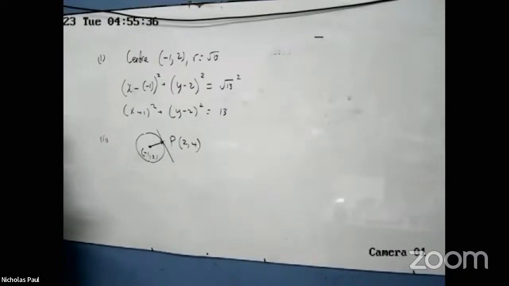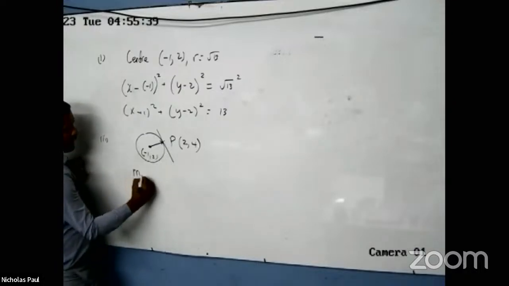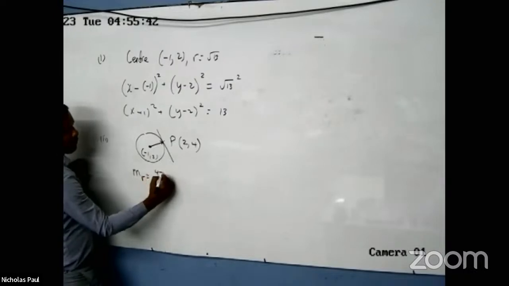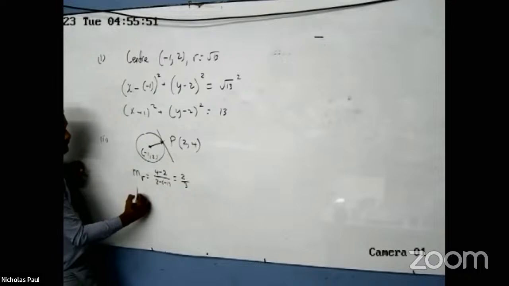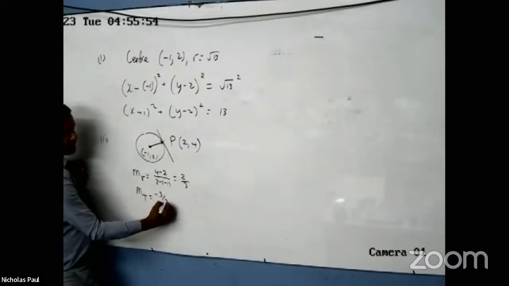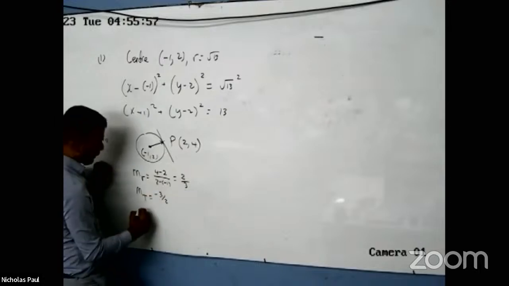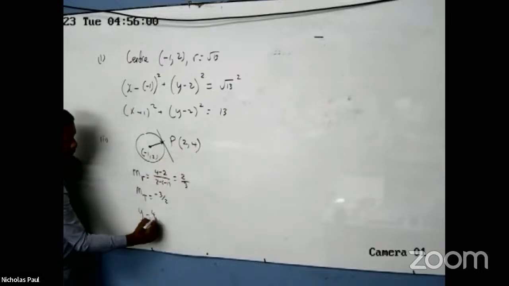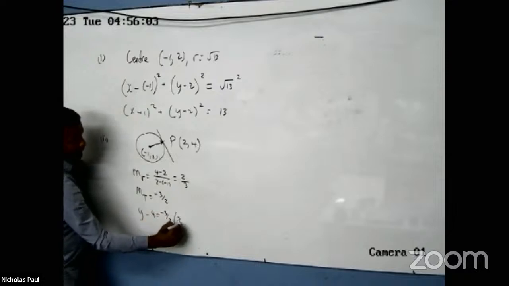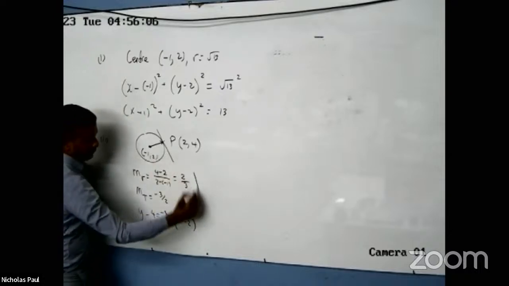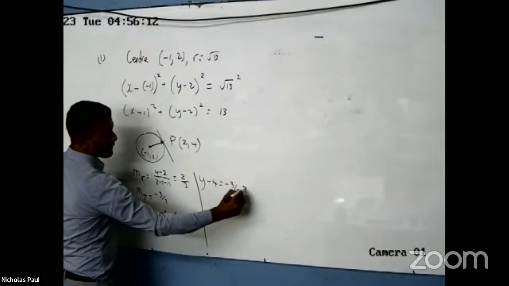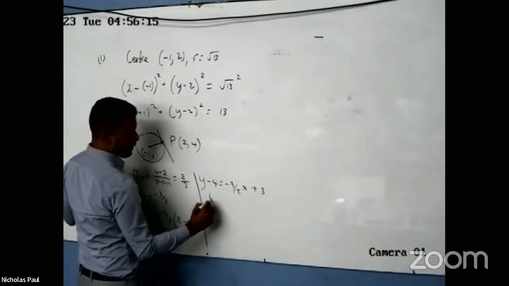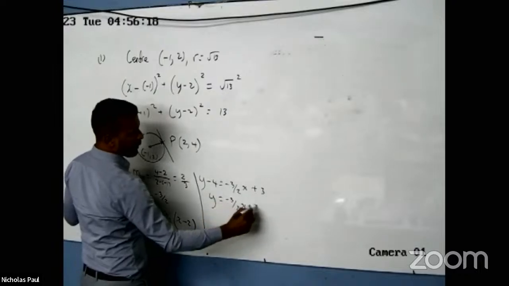All right, good. So let's work this out fast and we're done. Gradient of the radius is equal to 4 minus 2 over 2 minus 1, right? That'll be 2 over 3. Oh, look at that. So the gradient of the tangent is negative 3 on 2. So now we're going to use y minus y1. Y minus 4 is negative 3 on 2 by x minus 2. Multiply it out, you'll get y minus 4 is equal to minus 3 on 2 x plus 3. So y is minus 3 on 2 x plus 7.